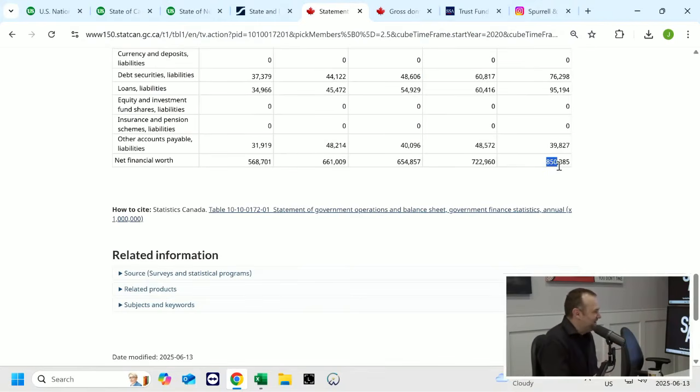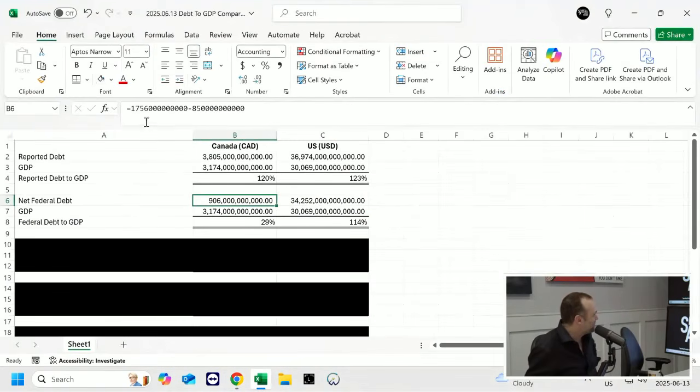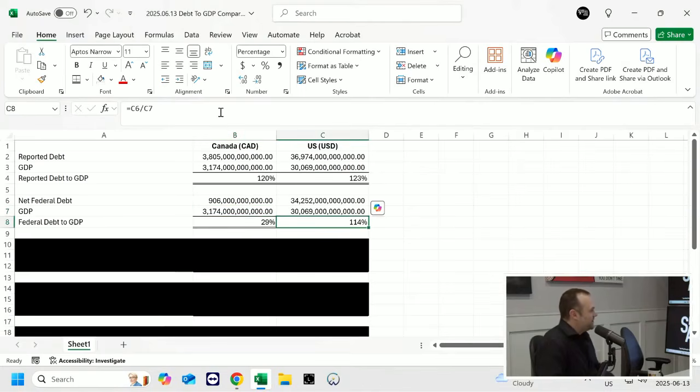So whenever they try to tell you that your debt to GDP is the strongest in the G7, what they're saying is they've now confiscated your CPP. And here's the number, how they get there. You get the $1,756 billion, and then you minus the $850 billion, you get $906 billion of net federal debt. GDP still remains the same, and you're going to get something around 29%. But then some astute people are like, okay, I get that, it's a misrepresented, nefarious number. But why doesn't the U.S. move that much?